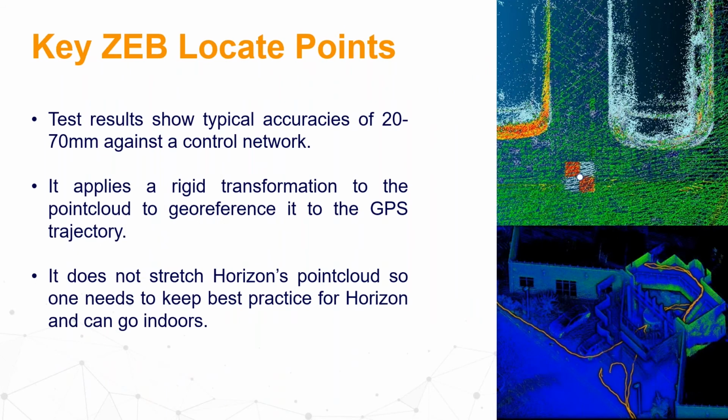Some of the key points of the system. Our tests show several centimeter accuracies against the known control points. The point cloud is transformed to GPS trajectory. This is a rigid transformation, meaning that GPS can be lost, and the best capture practice for Horizon also applies to Locate.